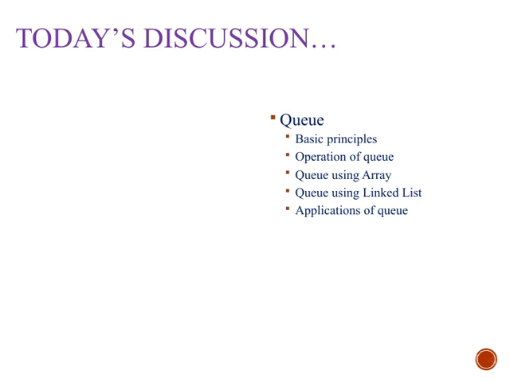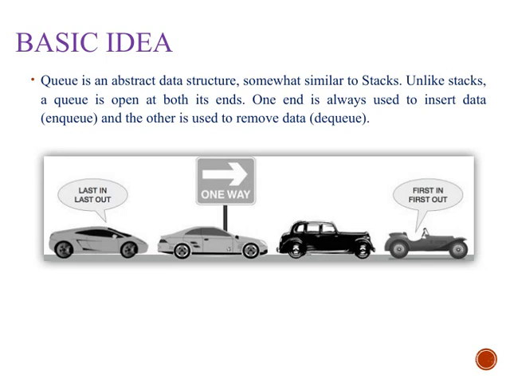computer science and programming. Let's talk about the basic idea behind a queue. A queue is an abstract data structure, and it's somewhat similar to a stack. However, the key difference is that, unlike a stack, a queue is open at both ends. One end is always used to insert data, which we call enqueue. The other end is used to remove data, known as dequeue. This setup reflects the idea of a line or queue in everyday life, where people join at one end and leave from the other. Understanding this fundamental concept helps us see how queues function and why they are useful in various applications, especially when managing processes in a specific order.